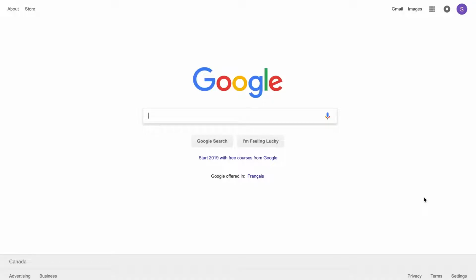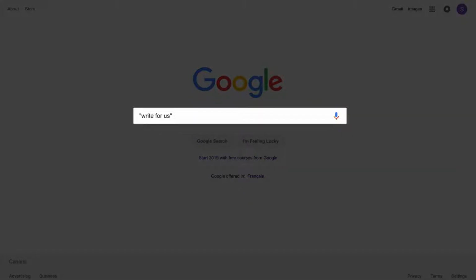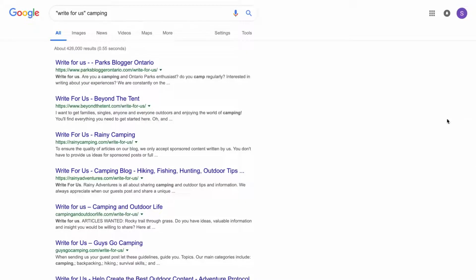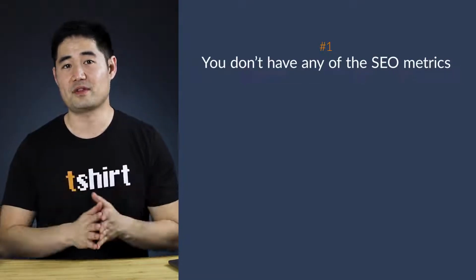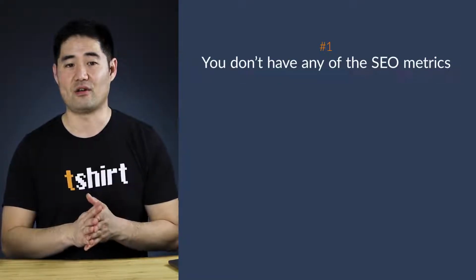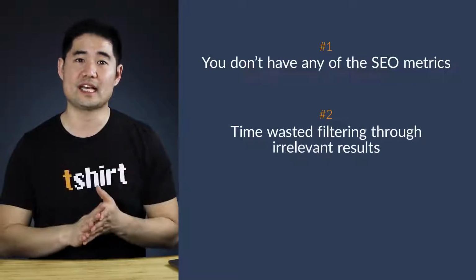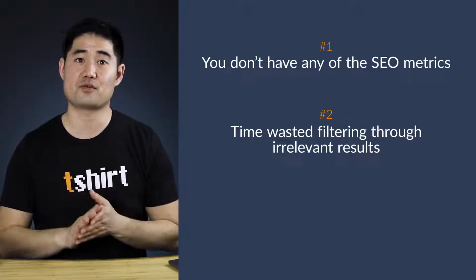If you've ever looked for guest posting opportunities, you've probably done it using Google search operators. You probably searched for something like write for us and then added a general topic like camping. Now there are a few problems with this. First, you don't have any of the SEO metrics, so you won't know if writing for the site would have any benefit at all.